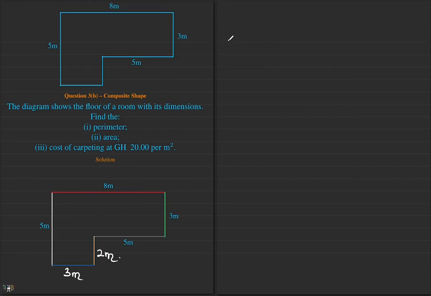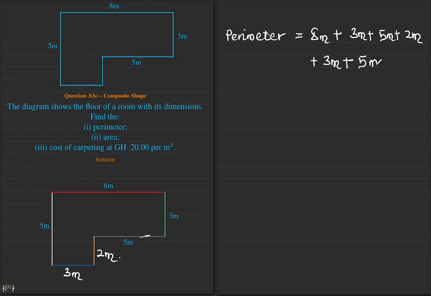Hence, our perimeter is then going to be what? The sum of all the sides. Okay, so starting from the top, we have our 8 meters plus this side, so 3 meters plus this side, which is a 5 meters plus this side, which is a 2 meters plus this side, which is a 3 meters, and then plus this last side, which is also a 5 meters.